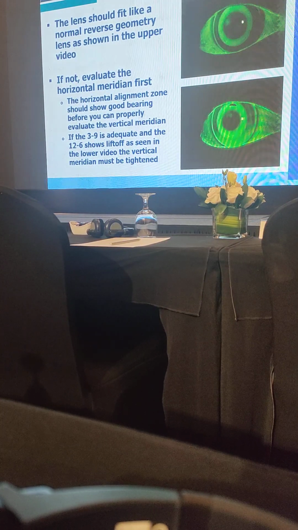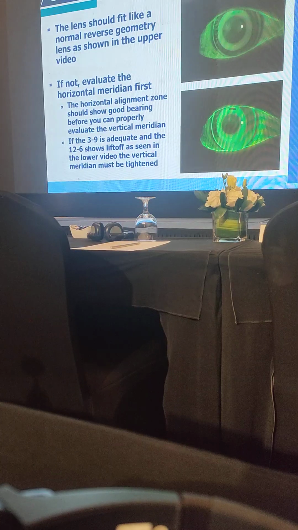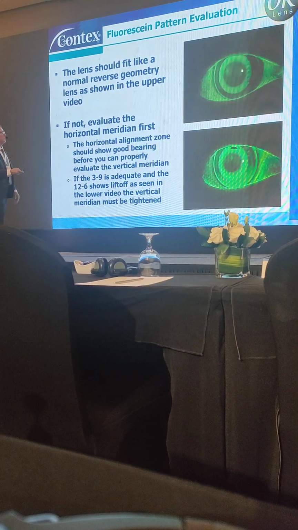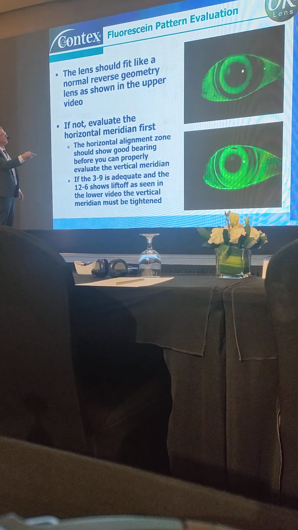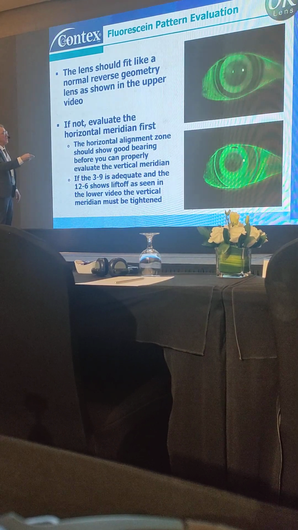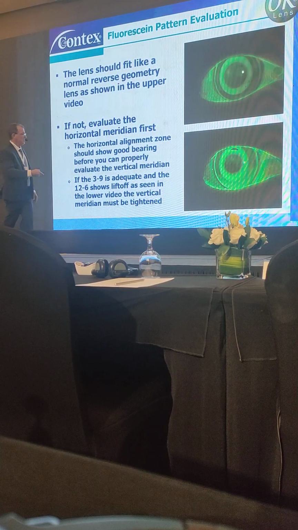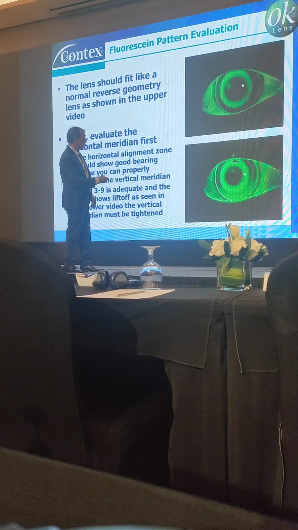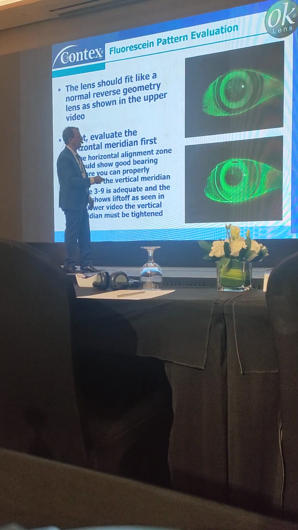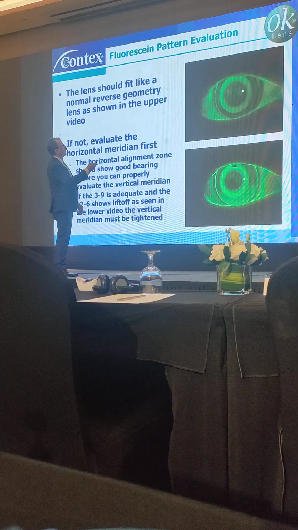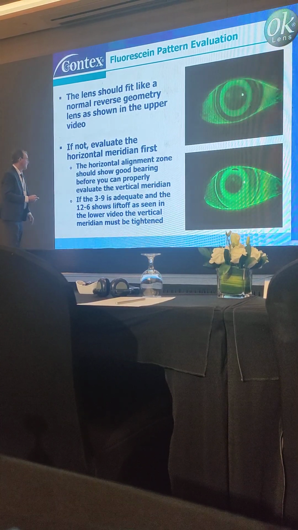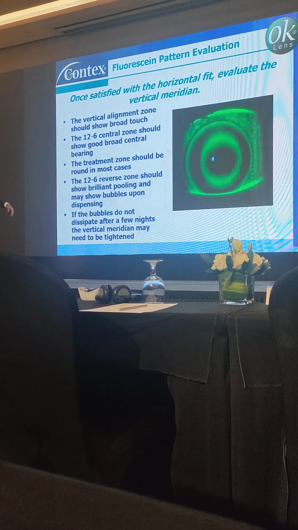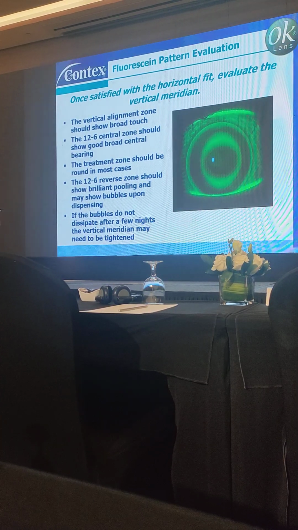Okay, so anybody, I didn't even read that, but always evaluate the horizontal meridian first. So you want to look at this meridian first, then analyze your steep meridian. So here, when we look at this fit right here, it looks pretty good, right? But then when you analyze this, you know that's not good. Here, it looks good all the way across, okay? Once you're satisfied with the horizontal fit, then evaluate that vertical fit.